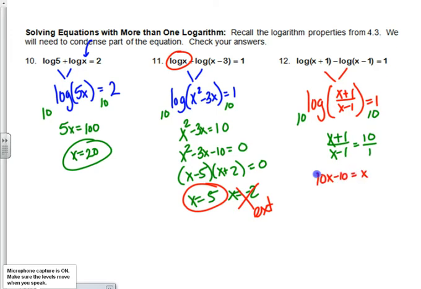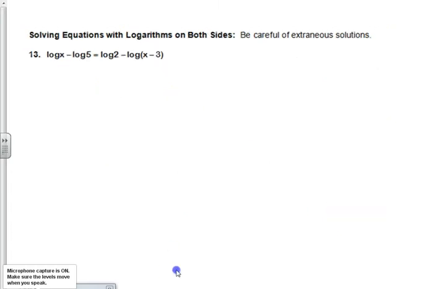10x minus 10 equals x plus 1. Subtract x, 9x equals 11. X is 11 ninths. Generally, when you get a quadratic is most of the only times you will see extraneous solutions. That was not a quadratic, but I checked quickly that it would work.